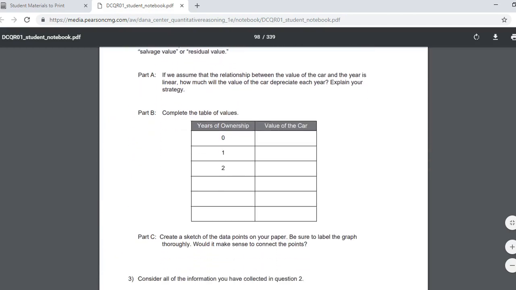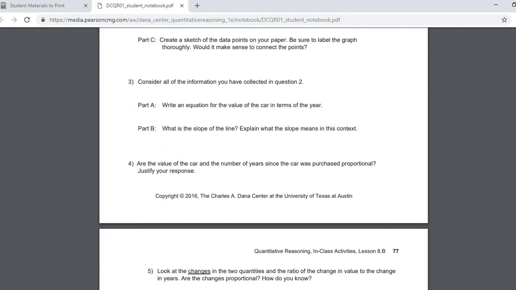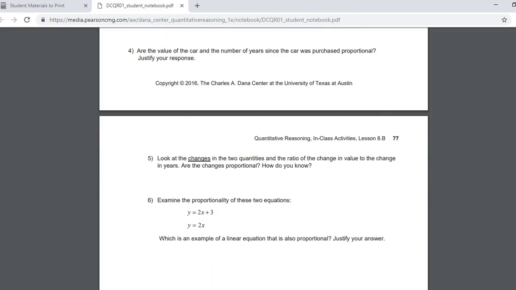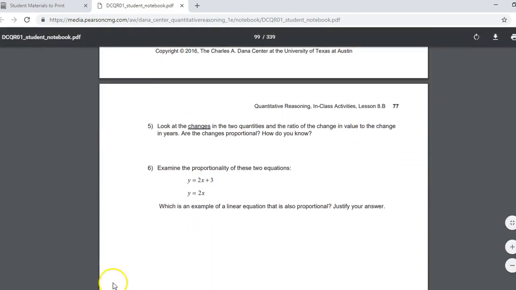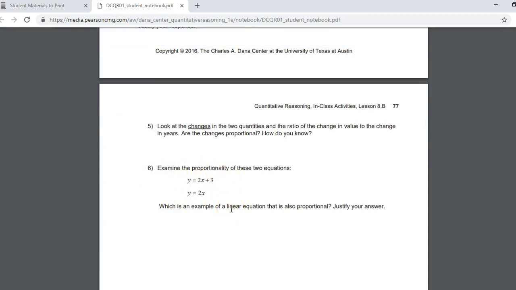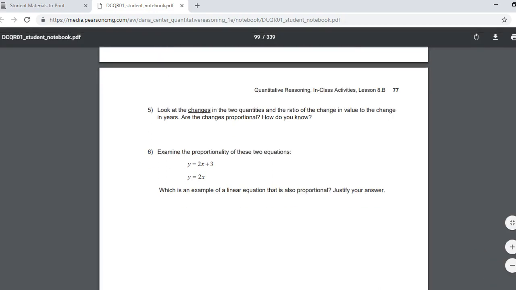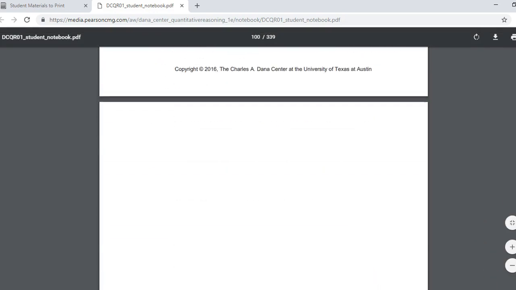But through this, we needed to know how to calculate slope, and then like on question 6, looking here, can you determine which is an example of a linear equation that is also proportional, and then you have to justify your answer, either by looking at the ratios or by looking at where it crossed the y-axis.